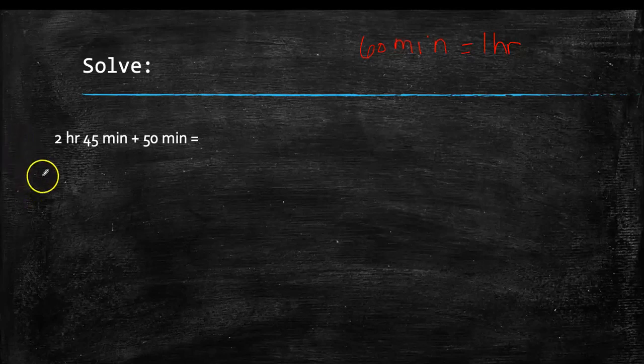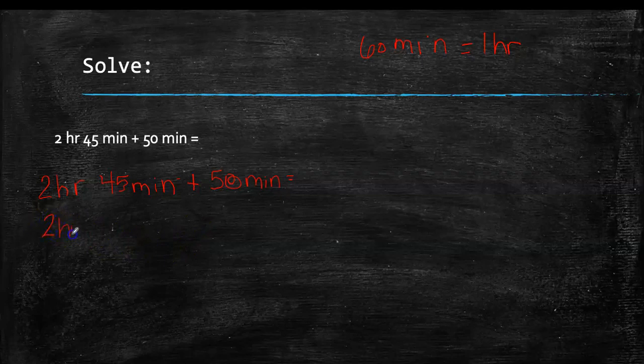All right, let's go ahead and go over it because you may need a little bit of a refresher because it's your first problem of the day. So 2 hours, 45 minutes, plus 50 minutes. I can add my like terms, or I can use the arrow method. So I'm going to show you both just as a refresher, just for you to practice. And then we're going to keep going.